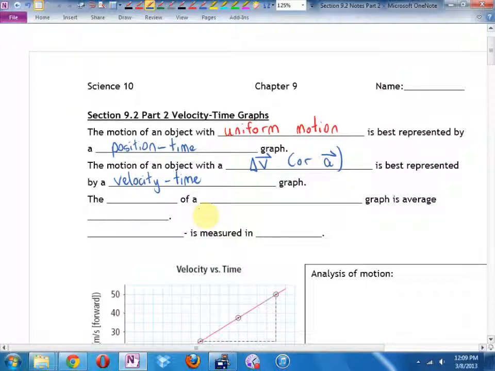And here is the key idea for the day. We're going to put a big star, a big asterisk, a big circle around it. Turns out the slope, the rise over the run, of a velocity time graph is the average acceleration. The slope of a position time graph is the velocity. The slope of a velocity time graph is the acceleration. You writing this down?